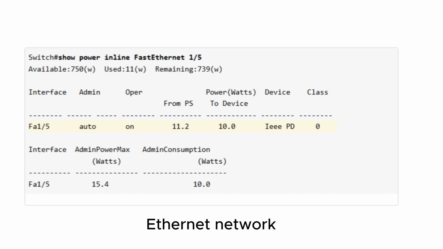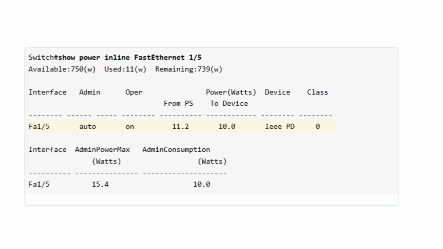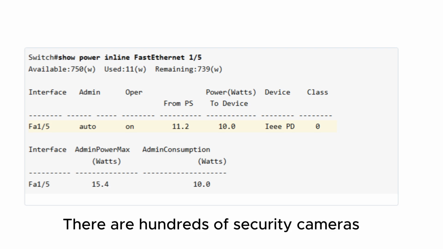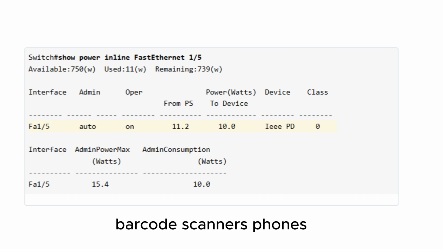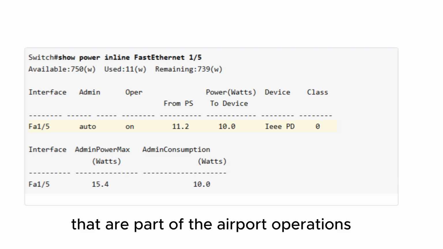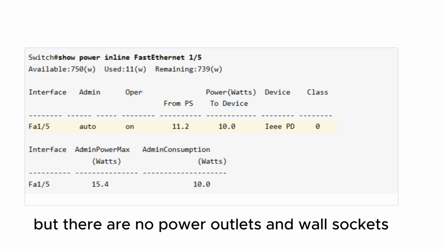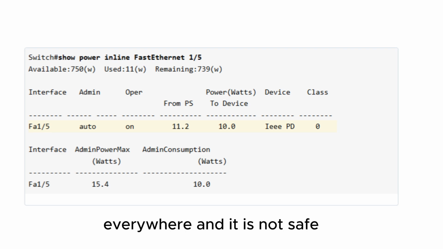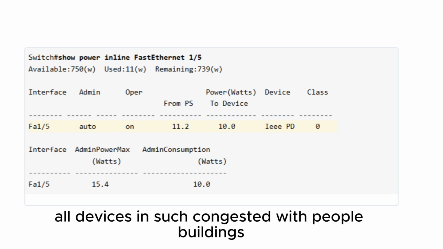Imagine a large international airport, for example. There are hundreds of security cameras, body temperature sensors, information tables, barcode scanners, phones, and all kinds of devices that are part of the airport operations. All those devices need power, but there are no power outlets and wall sockets everywhere, and it is not safe and convenient to deploy electrical circuits to all devices in such buildings congested with people.